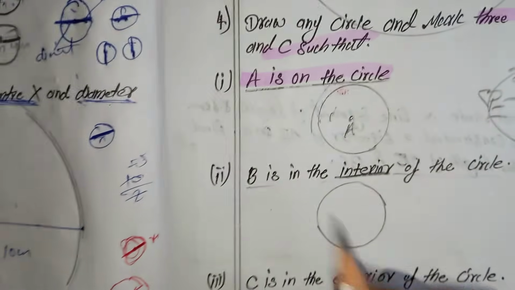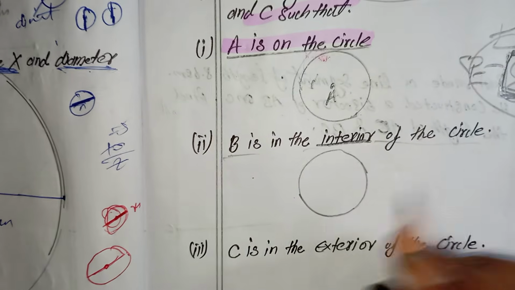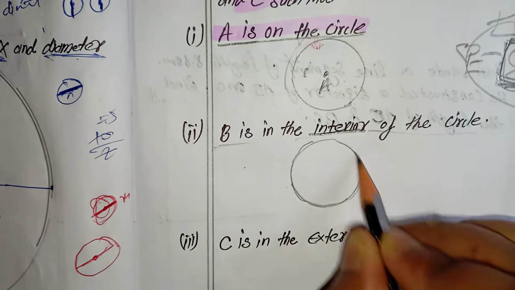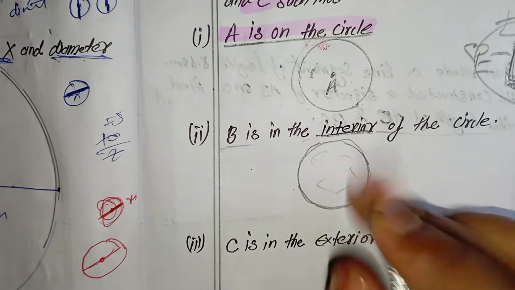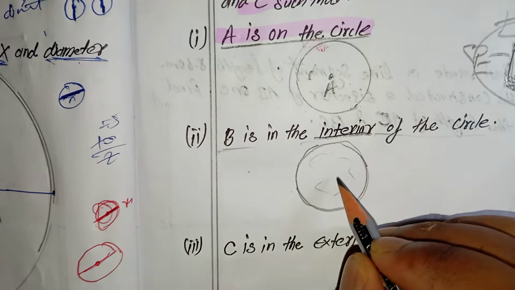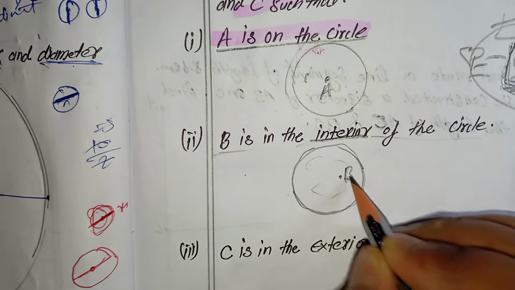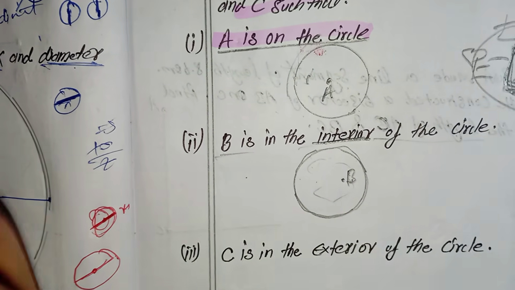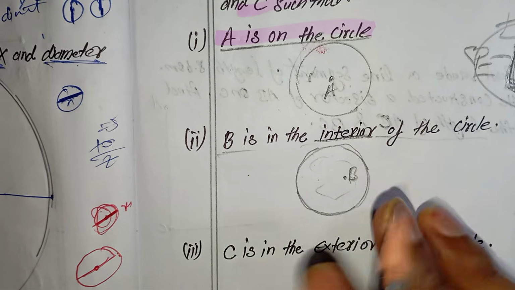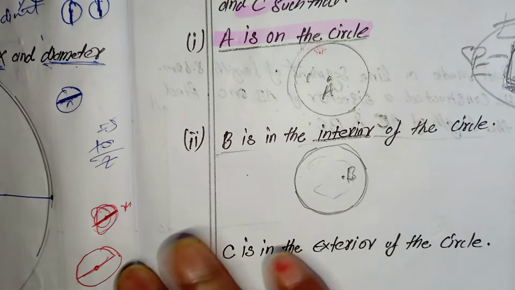Like that, here it is telling that B is in the interior of the circle. So this is the boundary of the circle. In this area, you can take B anywhere. You can take B here also, anywhere. Don't take B at the center, but apart from the center you can take it anywhere.